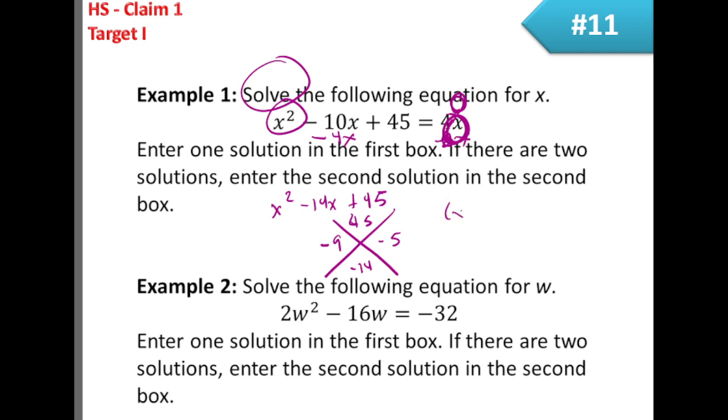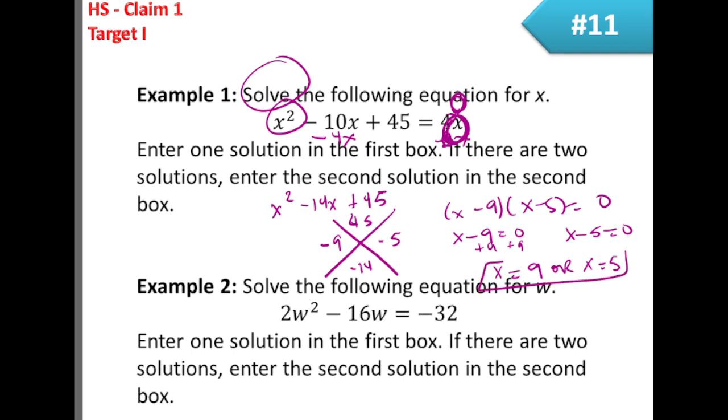So I end up with x minus 9, x minus 5 equals 0. But remember, we have to solve for each one. X minus 9 equals 0, x minus 5 equals 0. So I add 9, so this is x equals 9, or this one's x equals 5.